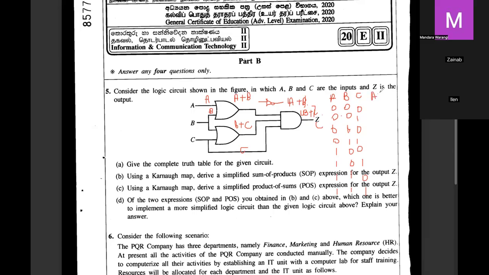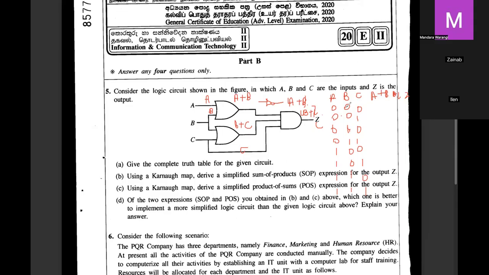So then we have A plus B. We take this also as input, and we take this also as input. Then you have B plus C. I don't have enough space here, that's the issue. And then you have the output. So A plus B means A OR B.